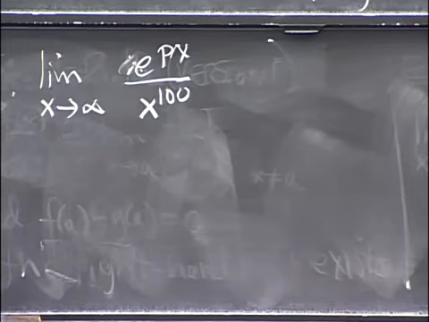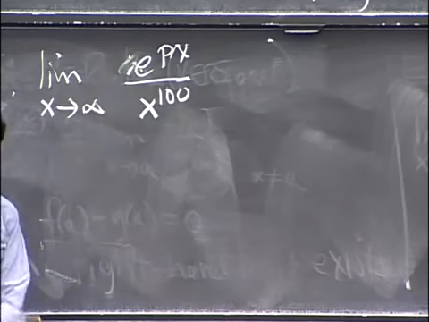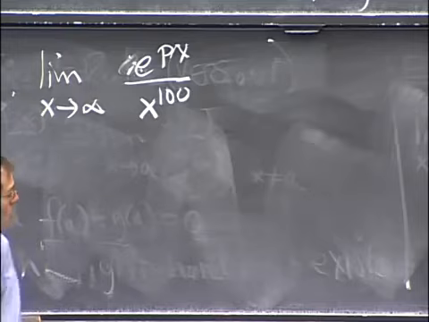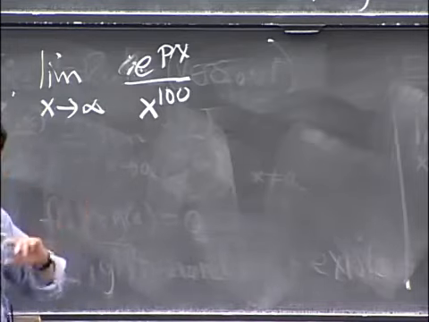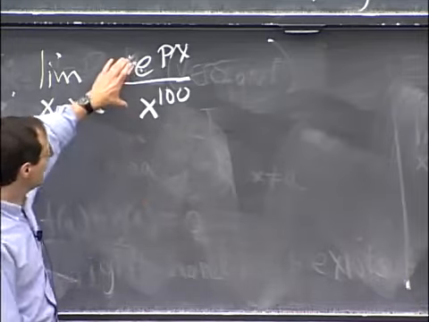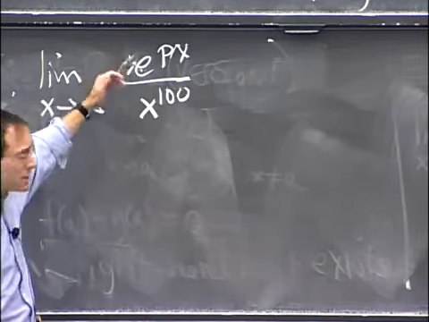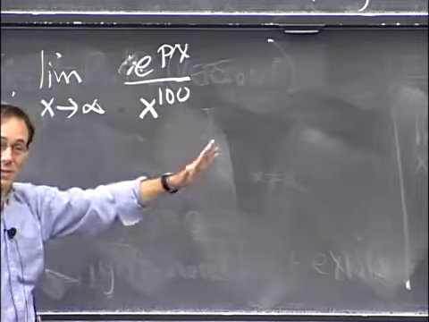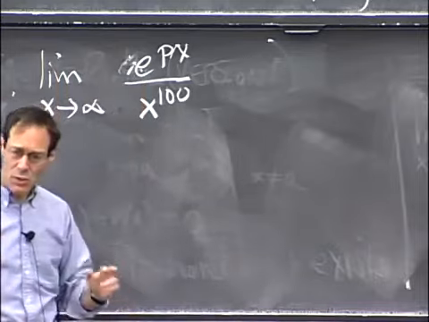Now, this is an infinity over infinity example again, and you can work out what it's doing. But there are two ways of thinking about this. There's the slow way and the fast way. The slow way is to differentiate this 100 times. That is, apply L'Hopital's rule over and over and over again, all the way down. It's clear that you could do it, but it's kind of a nuisance.